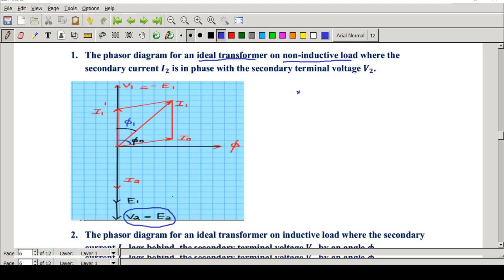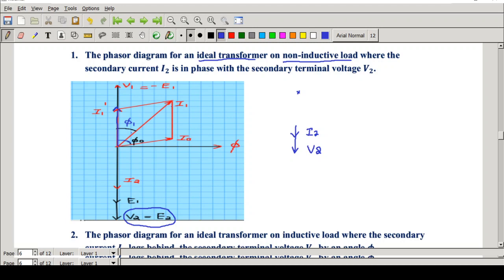The second point is V2 and I2 are in phase, that is, they are coming in one straight line. Suppose I am drawing V2 like this, I2 will be like this. They are in phase because this is a resistive load. Now opposite to I2, exactly opposite to I2, you can see this red color. That is, I am drawing I1 dash.